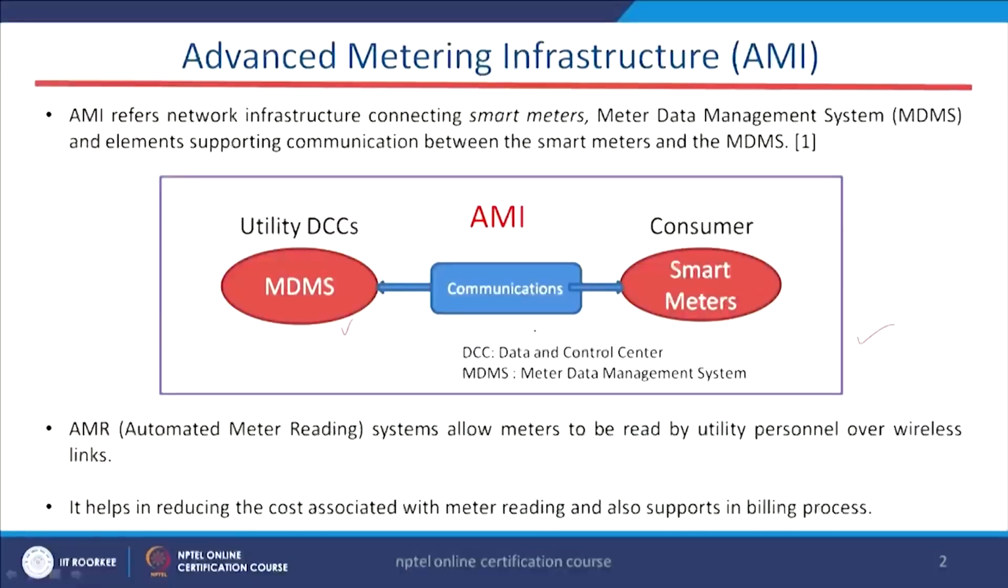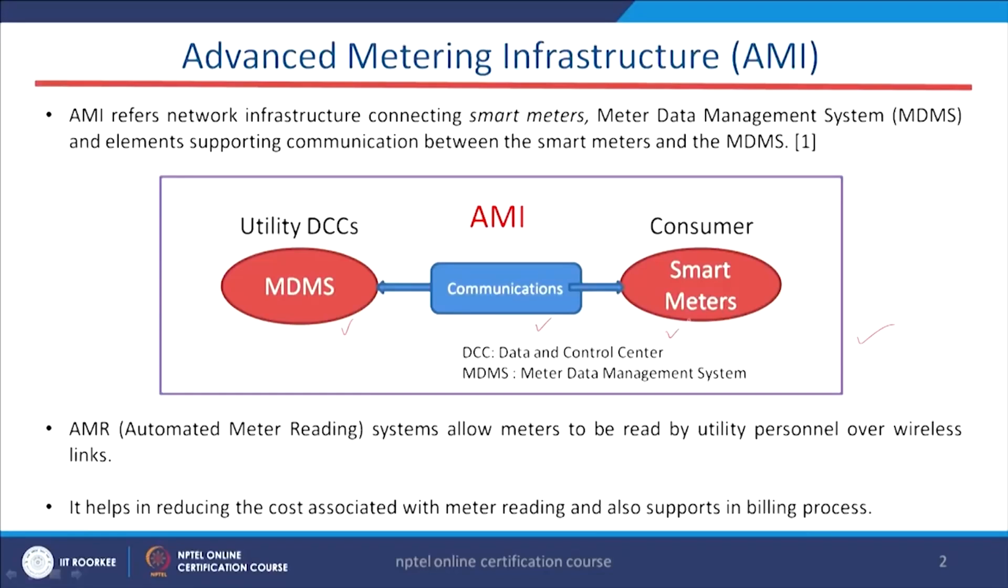Today we will talk about the smart grid elements and technology. First in this lecture, I will discuss the advanced metering infrastructure. Coming to this AMI basic block diagram, if you see here, it consists of three components.